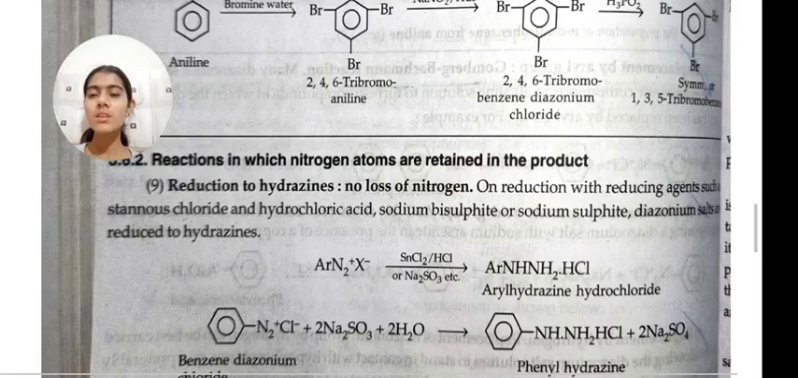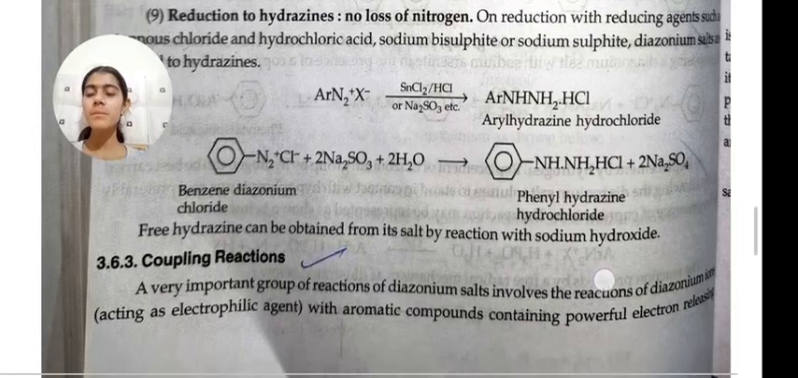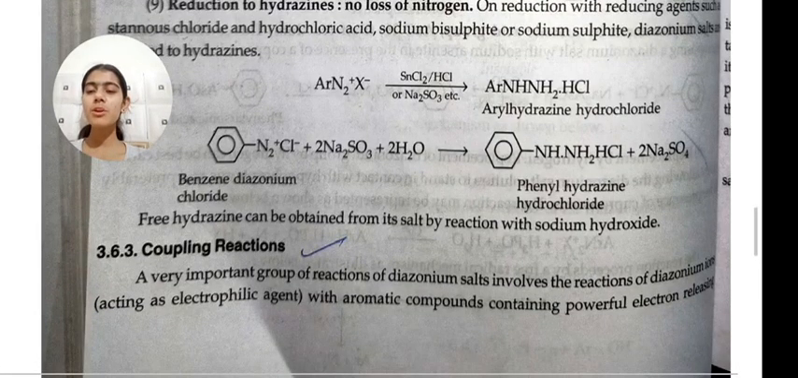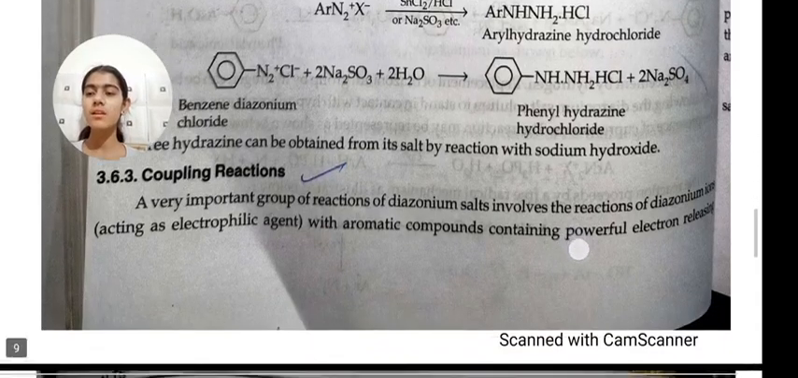Reduction to hydrazines. No loss of nitrogen. On reduction with reducing agents such as stannous chloride and hydrochloric acid, sodium bisulfite or sodium sulfite, diazonium salts are reduced to hydrazines. Free hydrazine can be obtained from its salt by the reaction with sodium hydroxide.